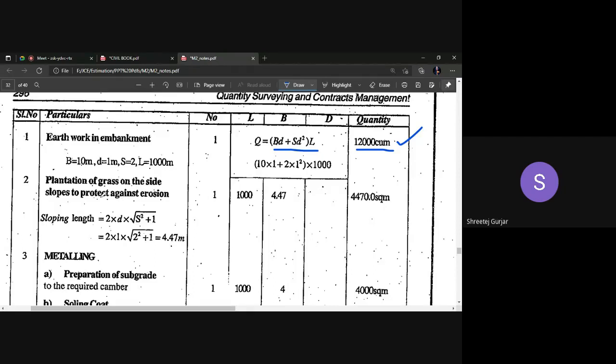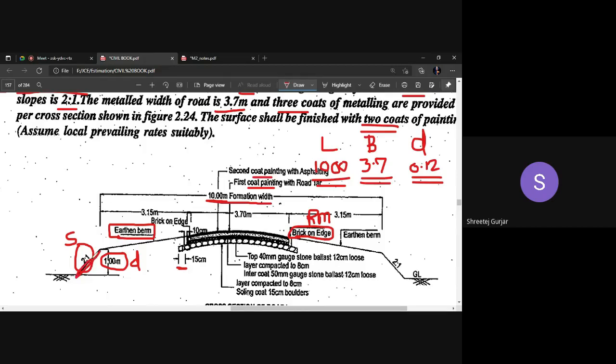Next, you have to provide plantation on the side slope to protect against erosion. If you do not provide stone pitching or plantation, the side slope will erode when rain occurs. It will start to loosen, your soil will get loose, and it will just run off. So you have to provide plants over here at the side, or stone pitching. What they have done over here is provide small plants.